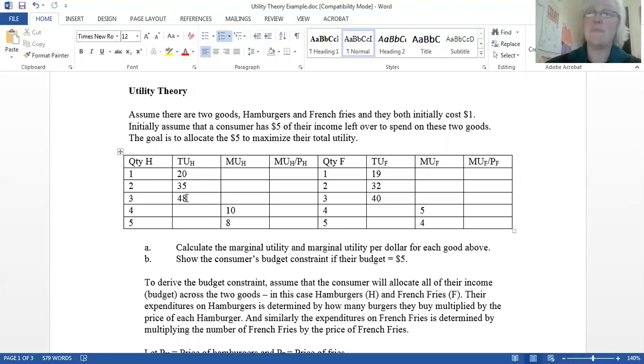So I'm just gonna stop right there, because that's all the total utility numbers that we are given in this problem. But what we wanna look at is not the total utility from 1 hamburger or 2 hamburgers or 3 hamburgers altogether.